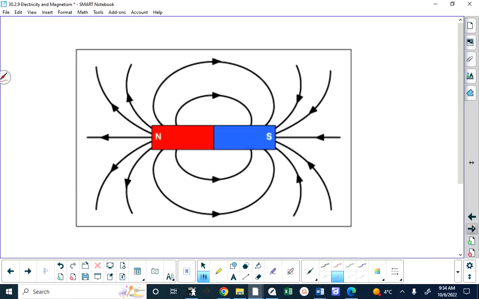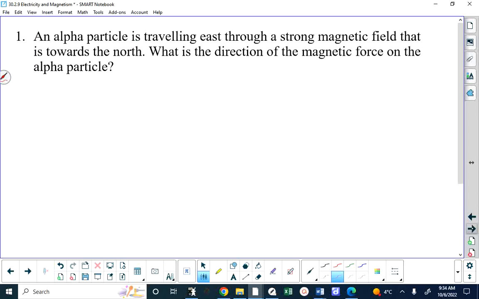So I'm just going to run through these fairly quickly. An alpha particle is traveling east through a strong magnetic field that's towards the north. Let's do a map idea here, that you're sitting at your desk and north on a map is towards the top of the page. So what I'm doing here, everybody, is I'm saying that's north on this screen. This is east. This is south. This is west. That's what I'm really doing.